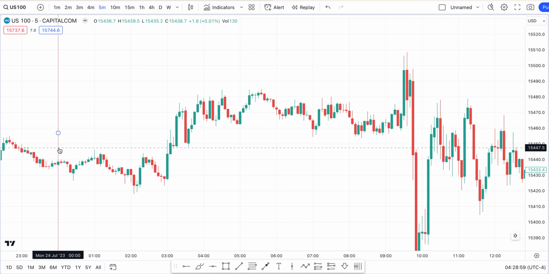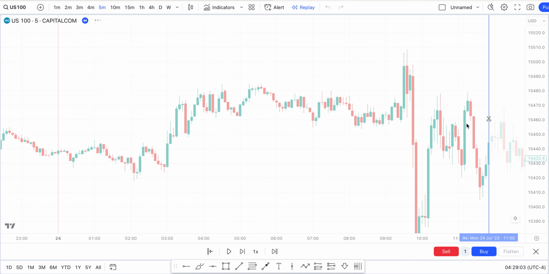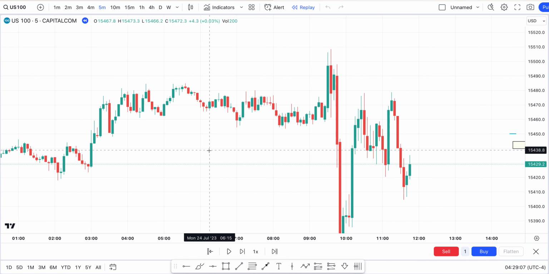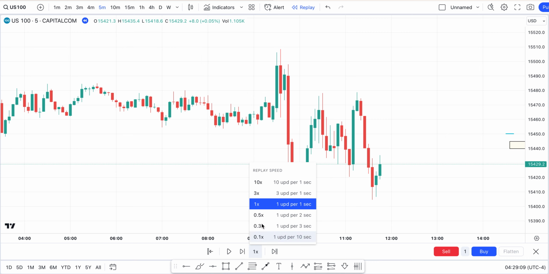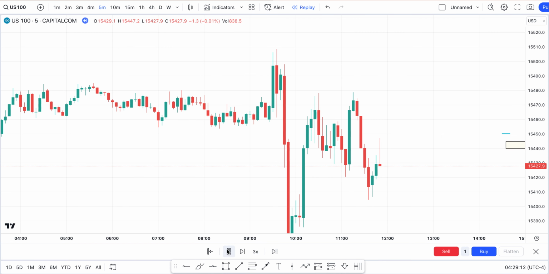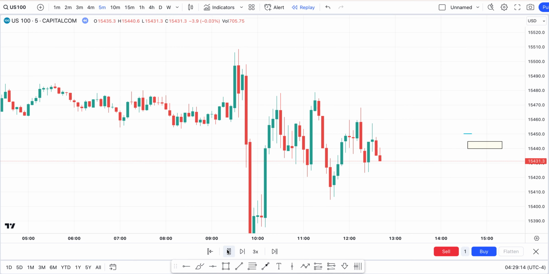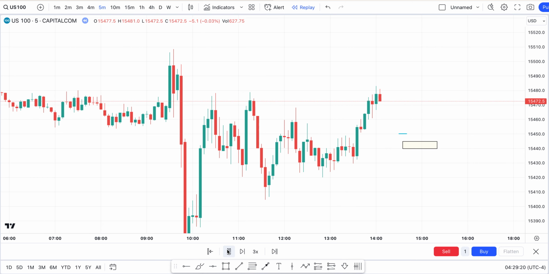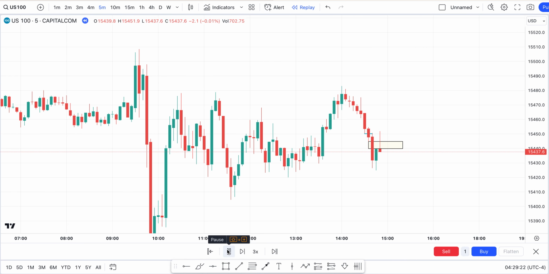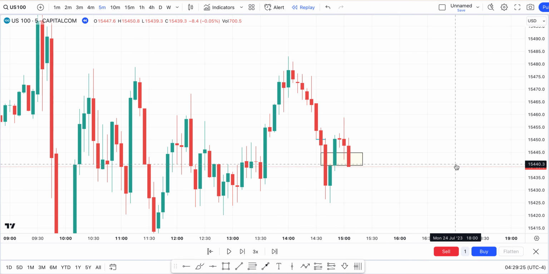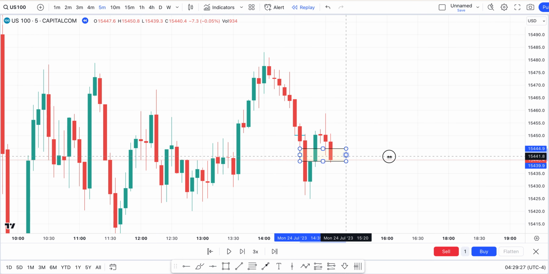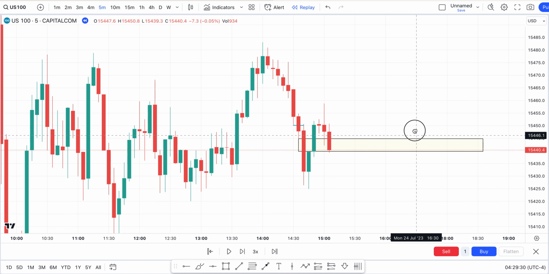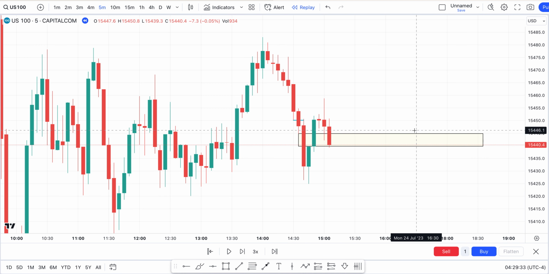So we are starting replay feature. I'll just start after that fair value gap. So now I'm going to extend this out into time. We're just looking at the reactions for now, if it holds or if it just falls through.